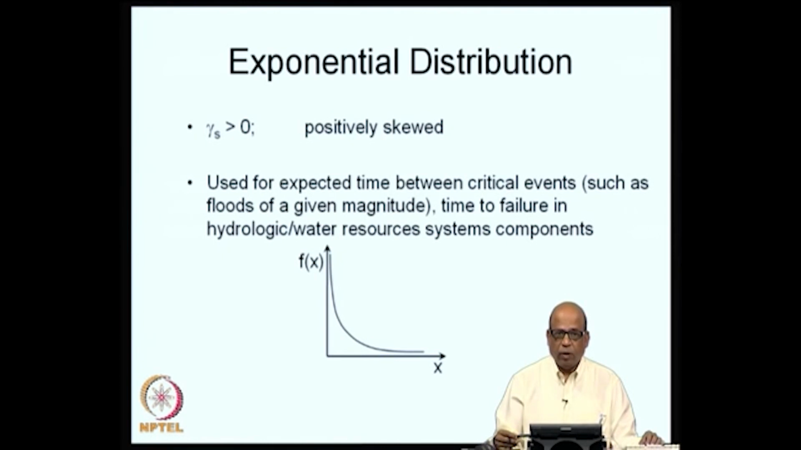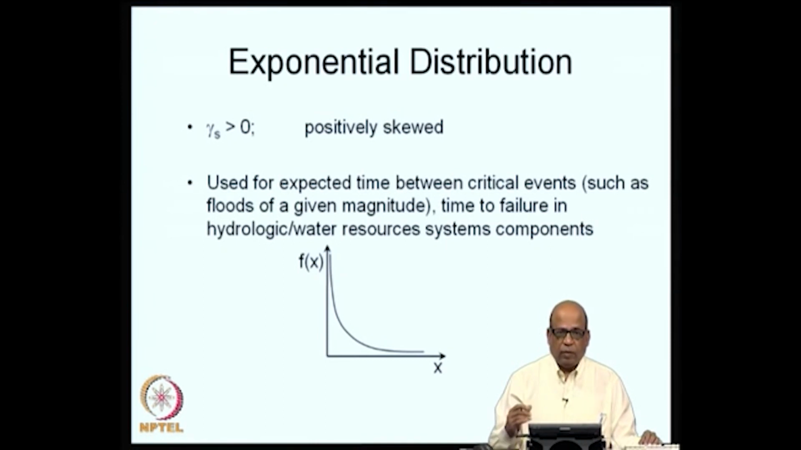Obviously, this failure we are talking about is the failure with respect to hydrologic inadequacy, in the sense that either the head was inadequate or the supply of flow was inadequate, and therefore the hydropower could not be produced in that particular period.